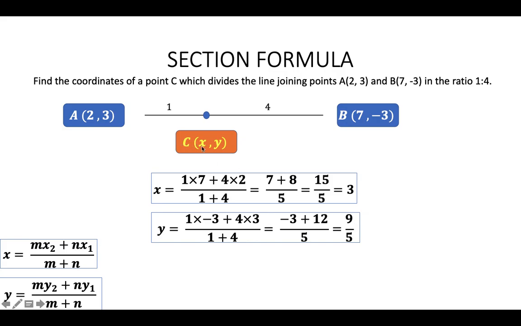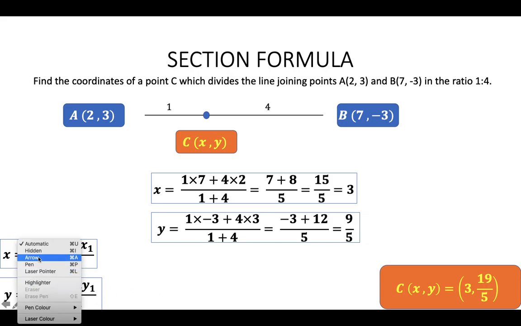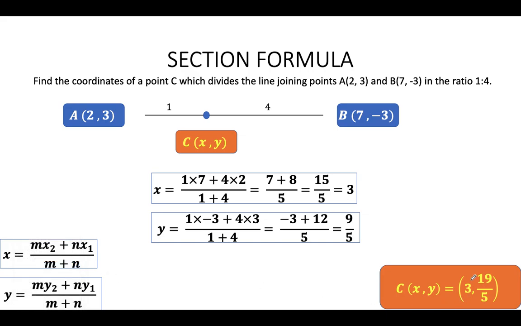Therefore this value of C can be calculated as C of x comma y is equal to 3 comma 9 upon 5. Let us make the change here. This is wrong. It will be just 9 upon 5.